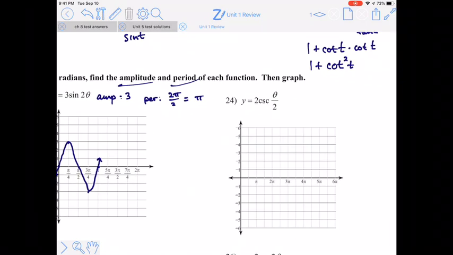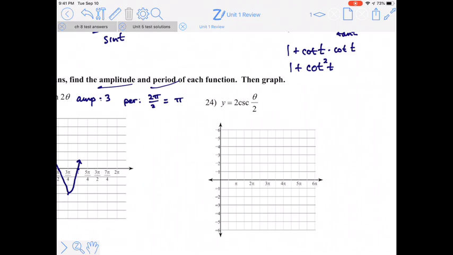For question 24 rather, the cosecant is very much related to sine. So period is 2 pi divided by the coefficient here, which is 1/2. And that's equal to 4 pi. So one full cycle is going to come all the way out here to 4 pi.